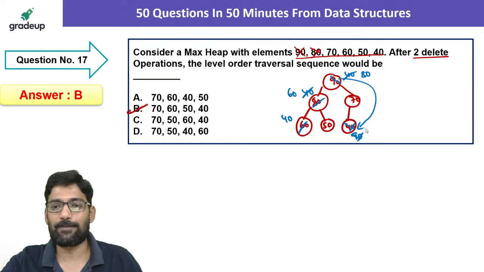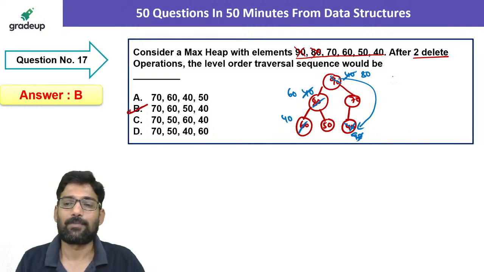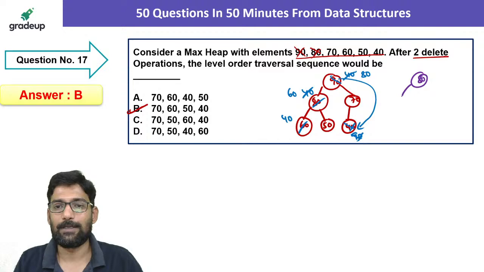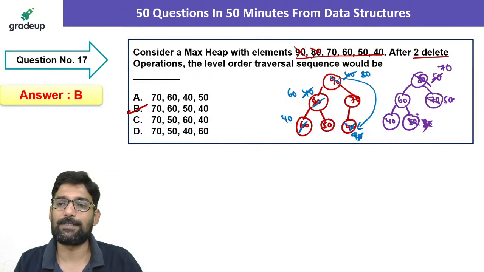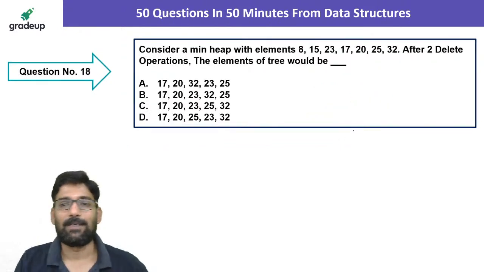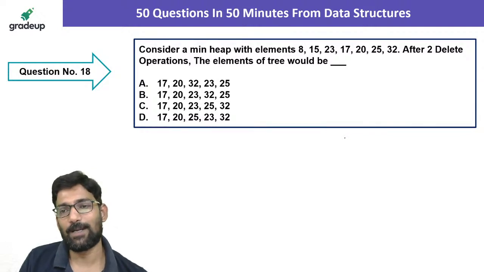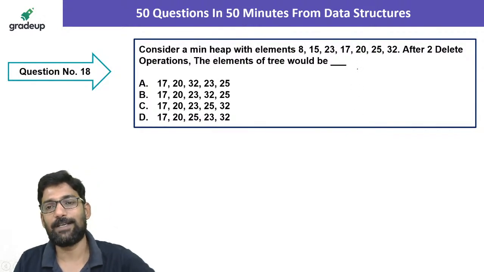Now after the first deletion we have elements 80, 60, 70, 40 and 50. Now do the second deletion. 50 comes here, 80 comes here, then delete. Now 70 comes here, 50 comes here. That's it. So 70, 60, 50, 40. Okay, next question. Min heap is given now. 2 delete operations again. Quickly do.